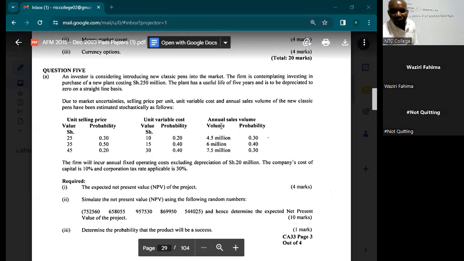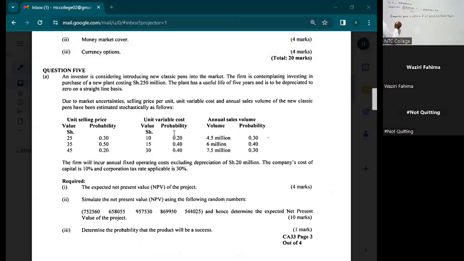Then we go to expected variable cost. So price is P, we call it P. Expected variable cost, which is V, will be given as 10 times 0.2 plus 15 times 0.4 plus 30 times 0.4.